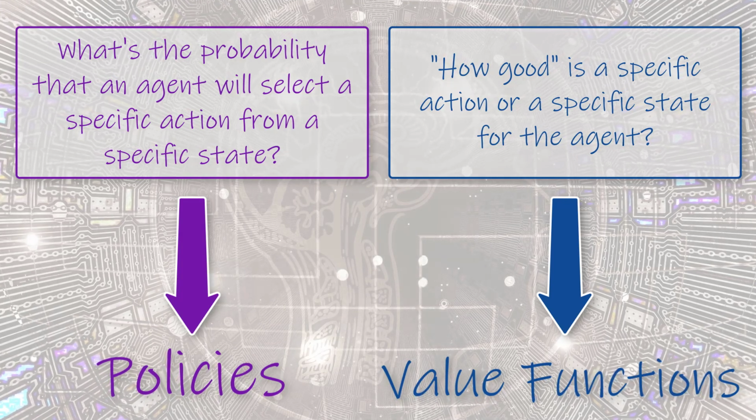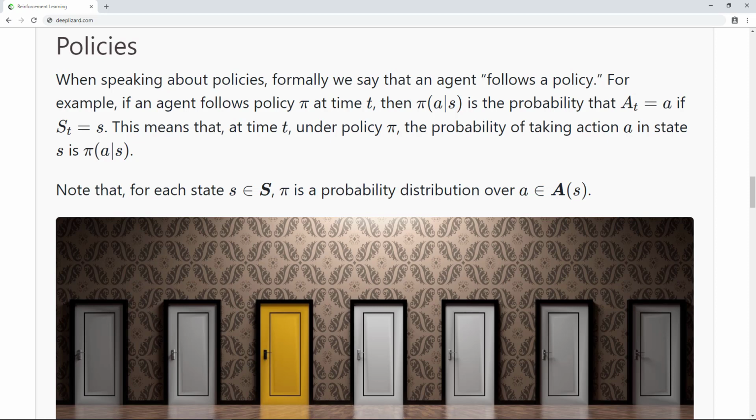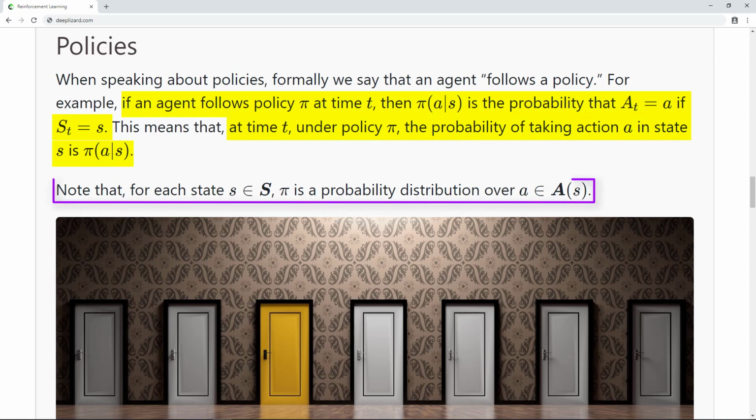Let's first discuss policies. A policy is a function that maps a given state to probabilities of selecting each possible action from that state. We'll use the symbol pi to denote a policy. When speaking about policies, formally we say that an agent follows a policy. For example, if an agent follows policy pi at time t, then pi of a given s is the probability that the action at time t is equal to a if the state at time t is equal to s. This means that at time t under policy pi, the probability of taking action a in state s is pi of a given s. Note that for each state s in the state space, pi is a probability distribution over all the actions in the set of actions that can be selected from state s.